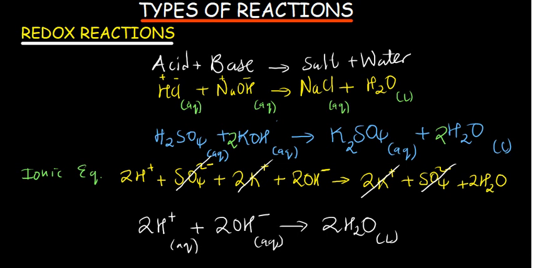So you can count. You've got 2 hydrogens plus these 2, that is going to give you 4. And then you have got also 4 here, the hydrogen, so that is balanced. And then if you look at the oxygens, you've got 2 here also to this side. So it is a balanced net ionic equation. So these are acid-base reactions.